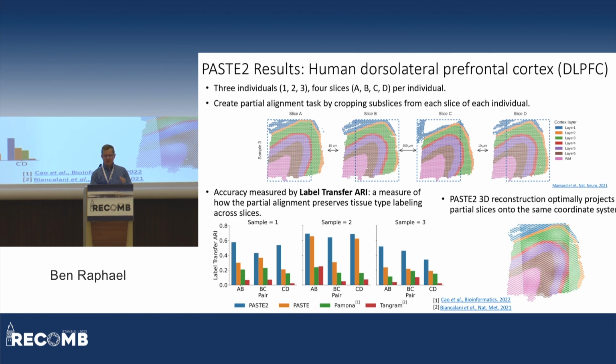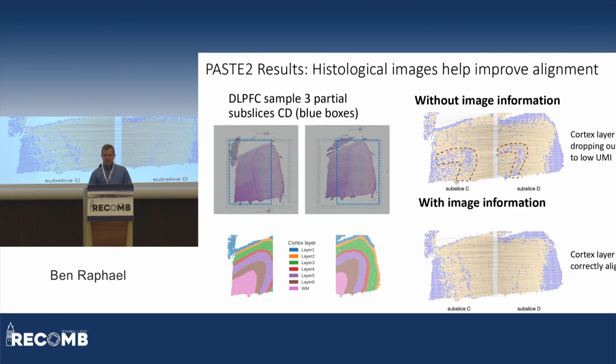And so when we stack up slices, just showing here 4 from 1, you again see this middle region from the left and right that's aligned pretty well with partial PASTE. If we add on image information, depending on the images, this sometimes helps dramatically. In this case, this is, again, that same dorsolateral prefrontal cortex. The images by themselves don't look actually that informative.